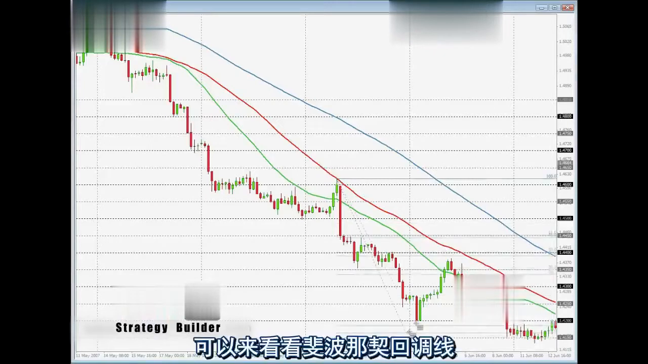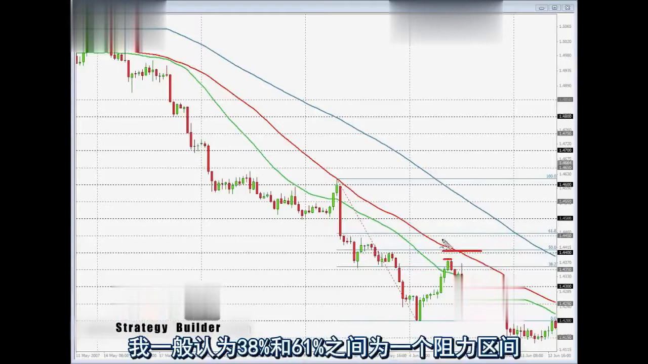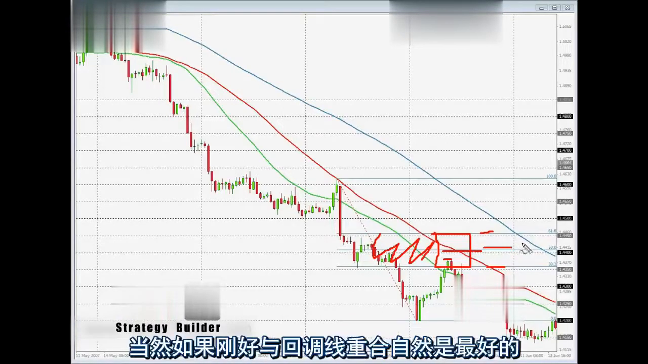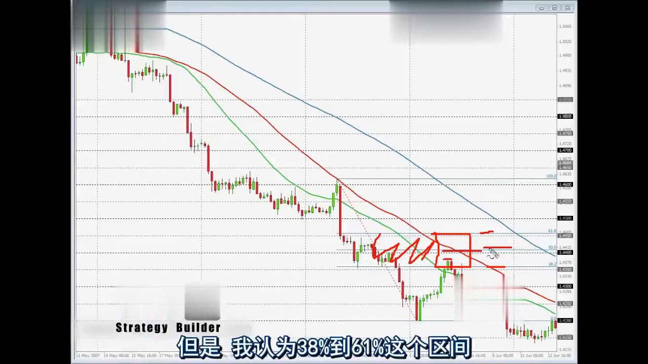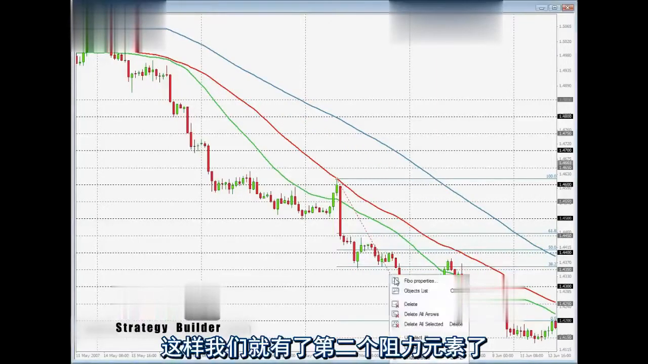Well, let's draw some Fibonacci's as usual. It's overshot a little bit, right between the 38 and the 50. Nonetheless, as you guys know, I treat the area between the 38 and the 61 as an area of resistance. I don't really pay that much attention to the exact level. If it slaps the Fibonacci retracement right to the pip, great. But I consider that the whole area between the 38 and the 61 is a whole band of resistance. In this case, we are in a downtrend, so that's another element in our favor.